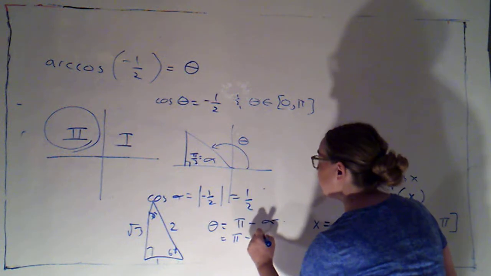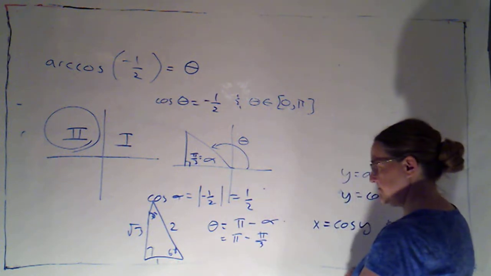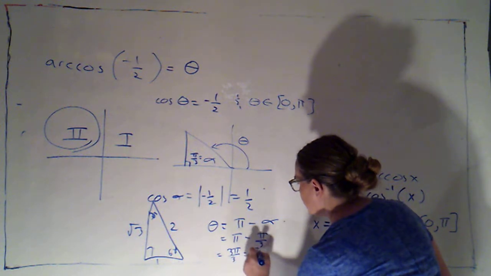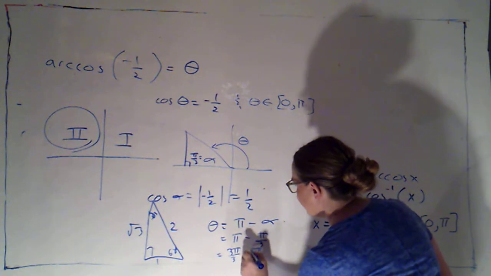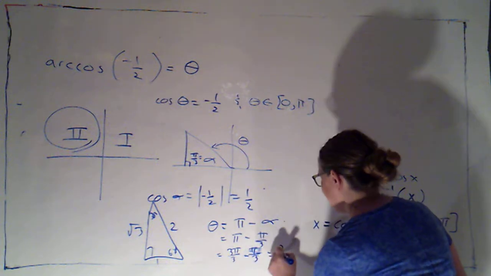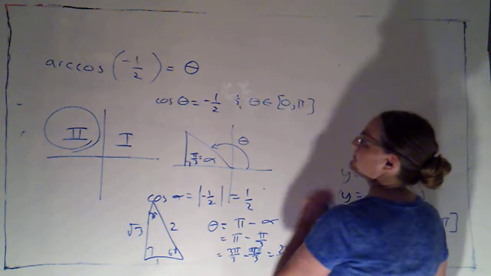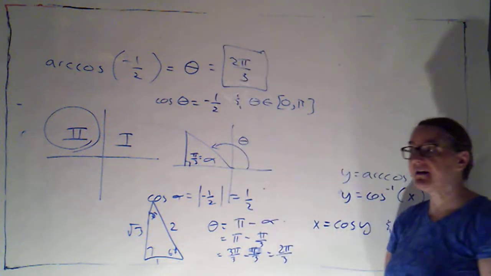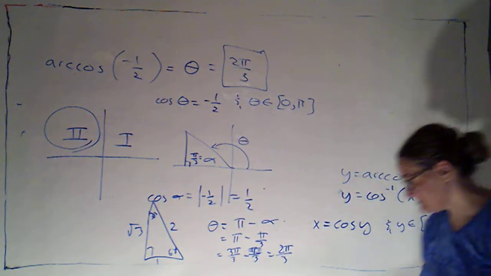So it's pi minus pi over 3. I can write that as 3 pi over 3, oops, minus pi over 3, which is going to give me 2 pi over 3. So my answer here is 2 pi over 3.